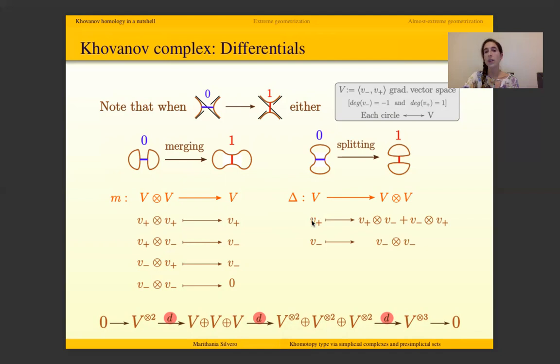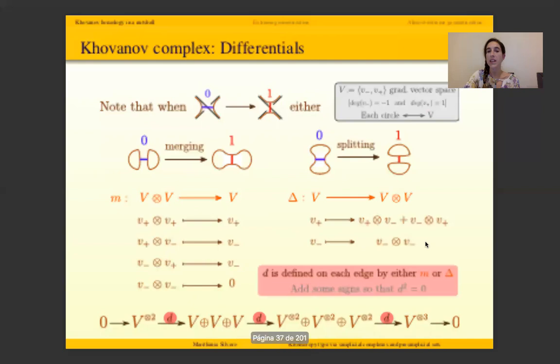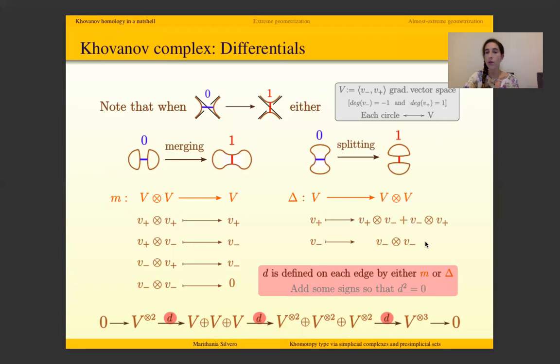So again, we say V plus is mapped into this term, and V minus is mapped into V minus times V minus. So the differential is defined on each edge by either M or delta, okay? And well, we have to sprinkle some signs so that it is really a differential, so the composition is zero, but we won't go into that.